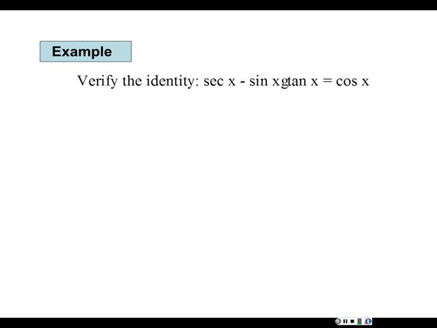Let's do this. Let's write this equation, and then I'll go back to that slide where you have all the identities so that you can find which one to apply. So the equation is sec x minus sine x times tan x, and you are trying to find whether that is equal to cos x.